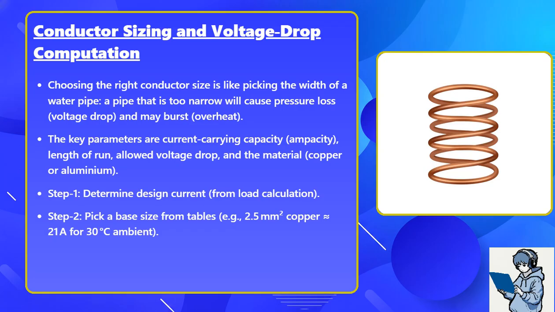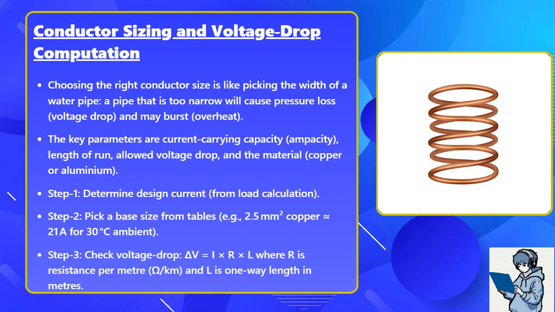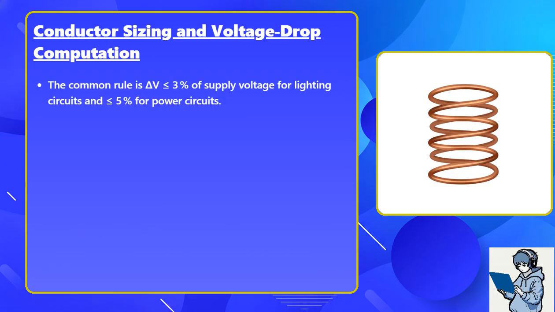For example, 2.5 mm squared copper, approximately 21 amperes for 30 degrees Celsius ambient. Step 3. Check voltage drop. Delta V equals I times R times L, where R is resistance per meter, ohms per kilometer, and L is one-way length in meters. The common rule is delta V less than or equal to 3% of supply voltage for lighting circuits and less than or equal to 5% for power circuits.